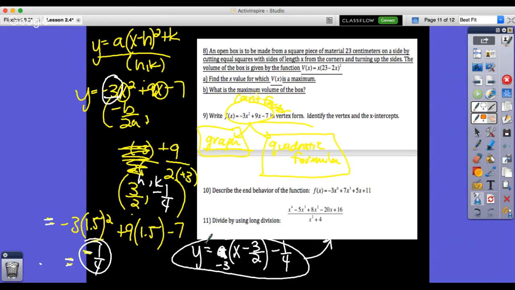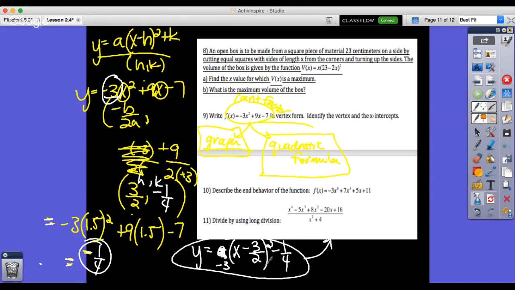So there's a couple ways you could do the x-intercepts. You could plug 0 in for y. And then what would be the x-intercepts? The x-intercepts, I would do the quadratic formula. Can you write that down? Yeah, absolutely. Like the negative b plus or minus.